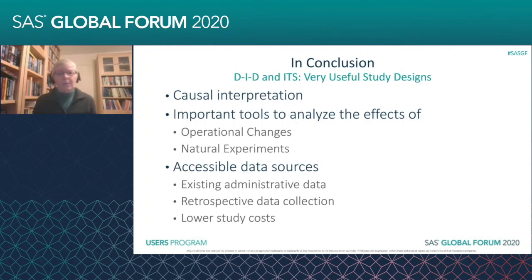And the other great thing about this is they're really accessible data sources these days, so you can often use existing administrative data like the electronic health record. You can do retrospective data collection, which really lowers your study costs. And often you can do these studies without involving members of the health plan directly. You can really reduce the overhead and the operational burden of doing these types of studies, and yet still come up with very important results.